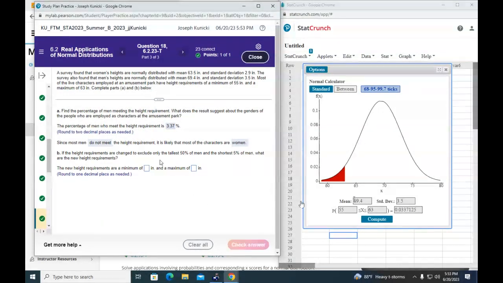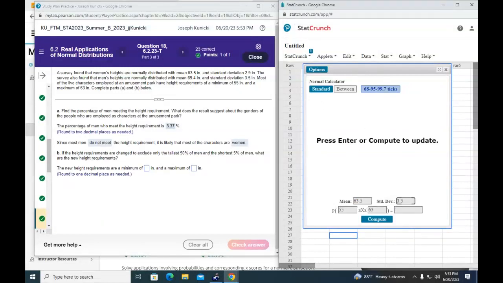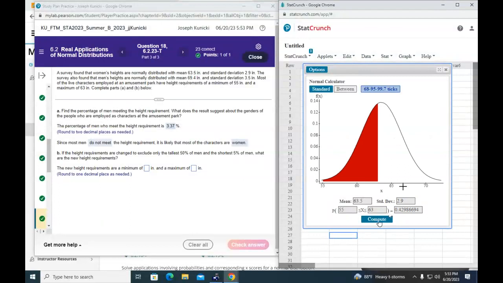So real quickly, watch. Let's see how many women make the requirements. Just so we can satisfy ourselves. All I got to do is change these to the women's. The 55 and 63 are still okay. You see, almost 43% of the women meet those requirements, whereas only less than 4% of the men. So that's why we can say most of them will be women.